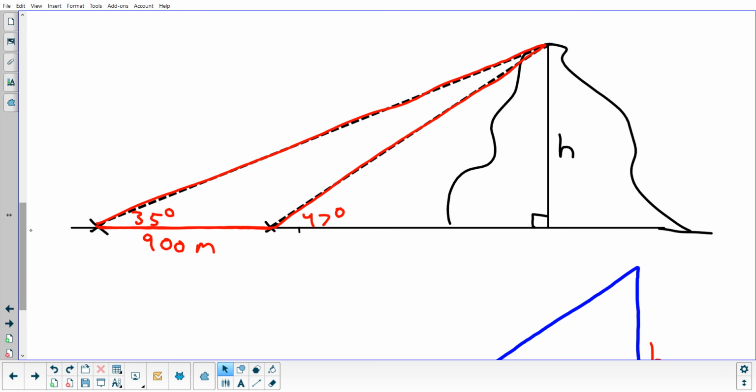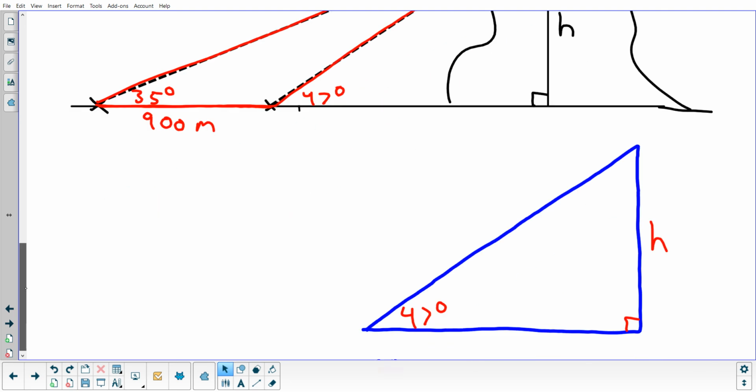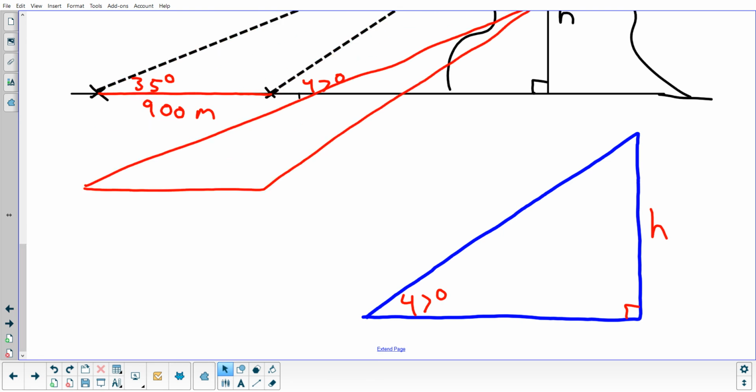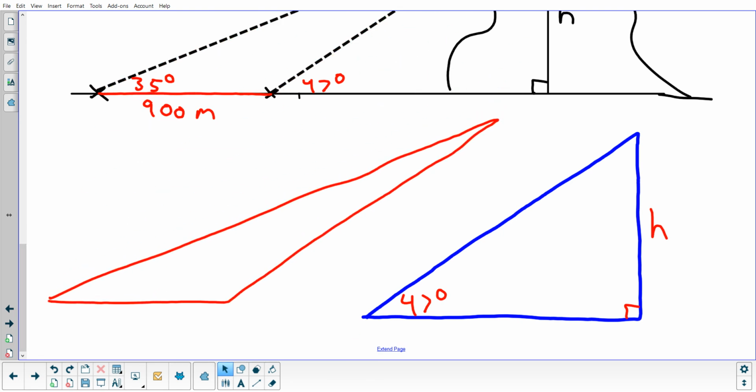It's not going to give us the height, but it's going to give us something that we can use to then get the height. So pull this one right here. And we know this is 35. How about that? I would rather know what that is. How could I figure that out?